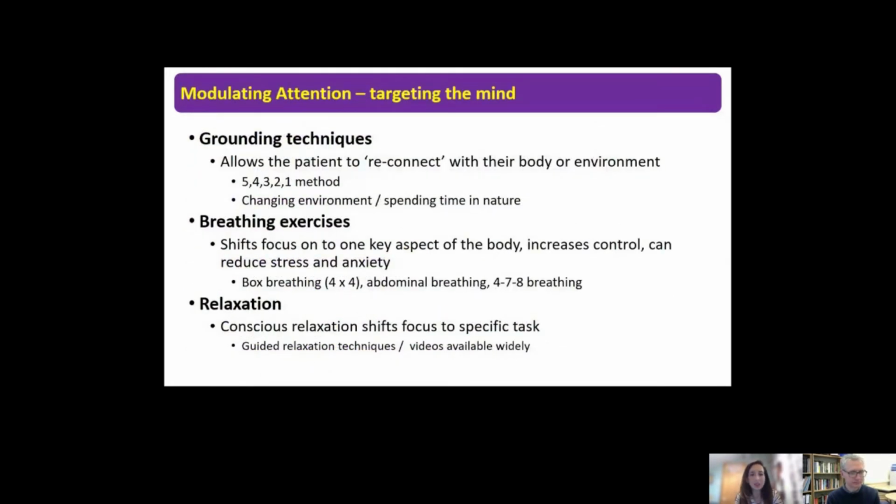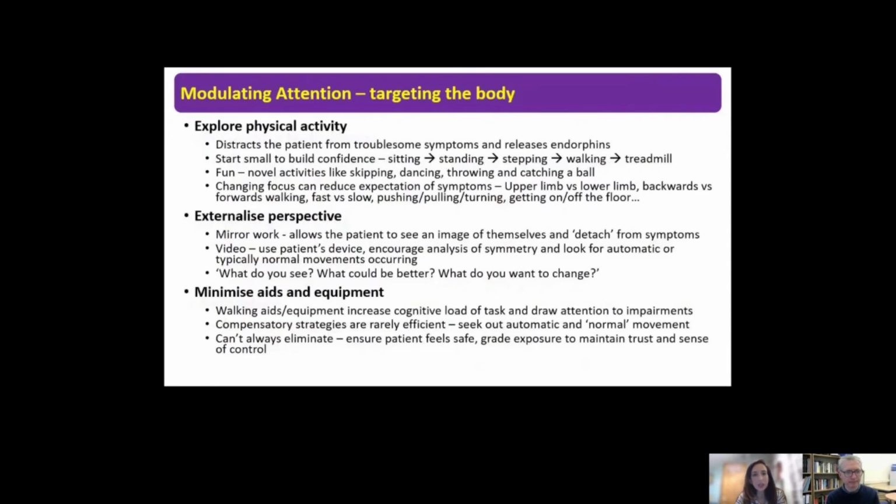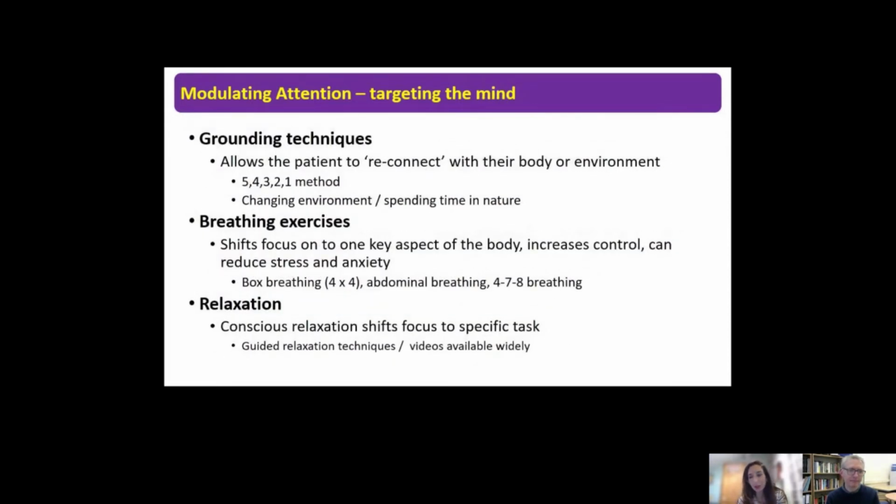So modulating attention, targeting the mind. I was quite reassured on doing this presentation with Richard, these are common techniques used in psychology, and I think it's something that we have been using in treatment sessions as physios. I'm sure other clinicians use these kinds of methods of grounding and relaxation and breathing control to focus a patient during their session. So these are just some suggestions of ones you can use, and have a look on the internet for more detail. Basically what we're doing is we're distracting the brain away from the troubling symptoms or the panic that the patient's feeling when we're challenging them during a session. Thanks, Richard.